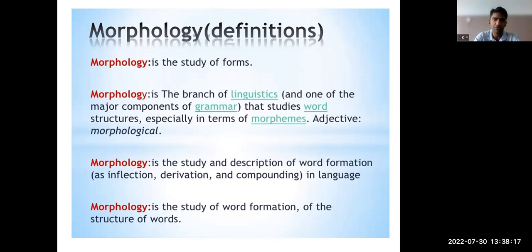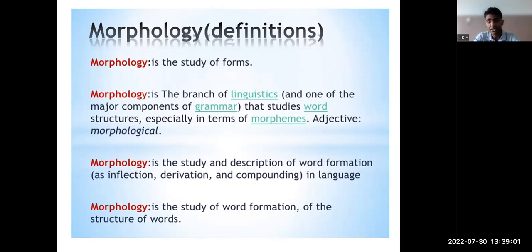As I have already stated, morphology is the branch of linguistics and one of the major components of grammar that studies word structure, especially in terms of morphemes. What is a morpheme? A morpheme is the minimal unit of any language. As I said, s has a proper function, which can change the whole meaning of the word. So this is the minimal unit of the English language particularly. The adjective of morphology is morphological.